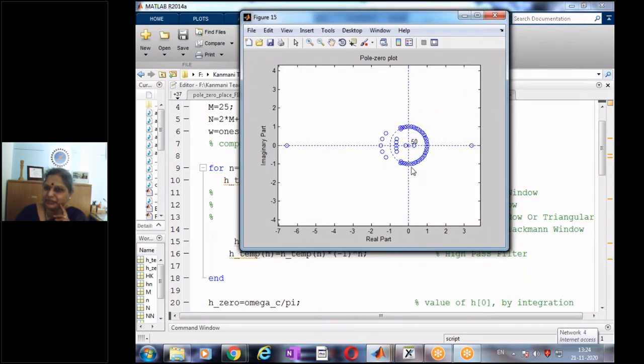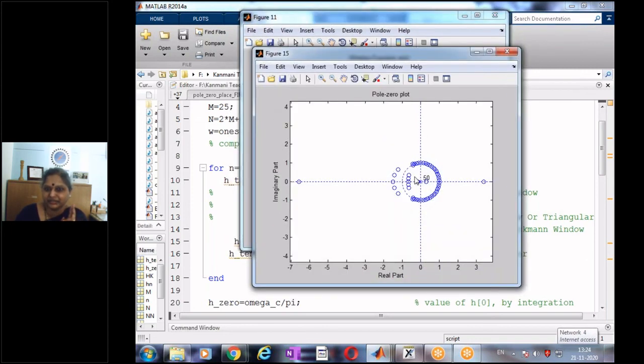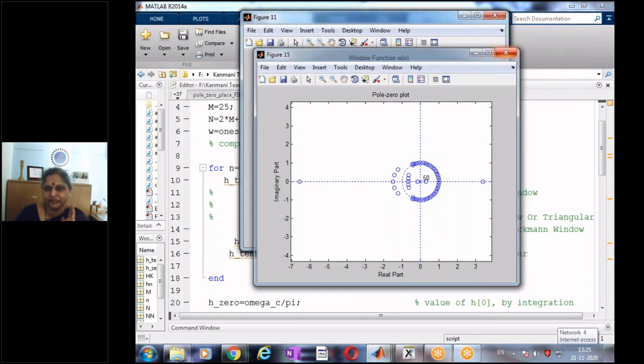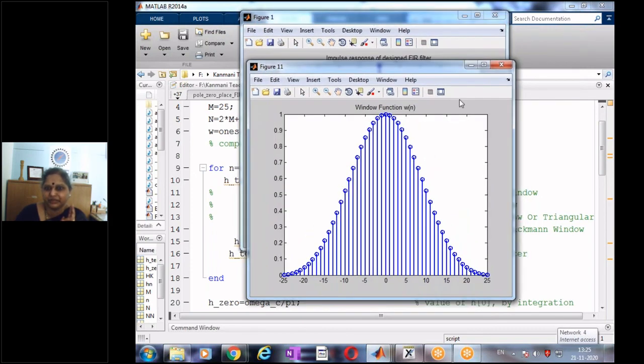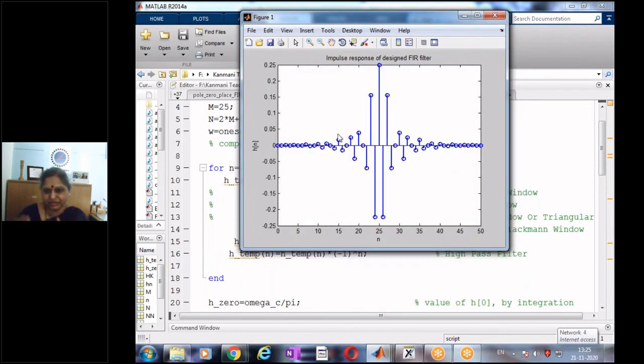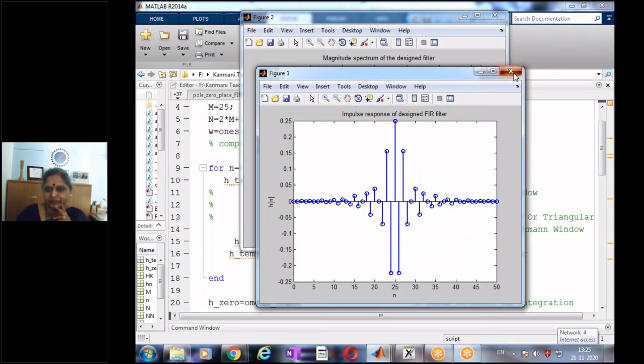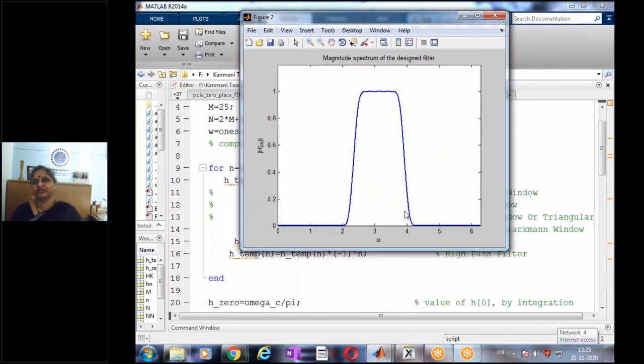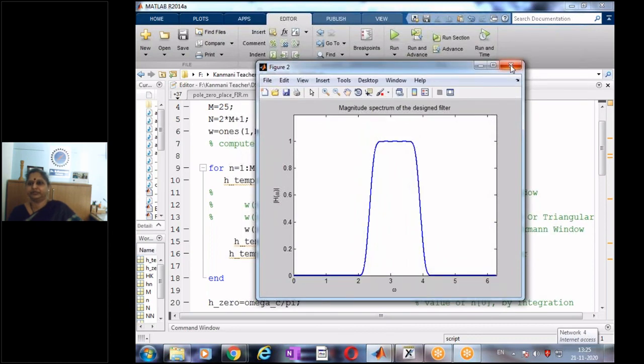See, it's a high pass filter. In the stop band, all these zeros are on the unit circle. This is my pass band. In the pass band, we have zeros within and outside the unit circle. And here is my transition band. These are the Blackman window coefficients. This is my high pass filter because this is the sinc function, but with alternate terms being negative. And this is the frequency response of the design filter.